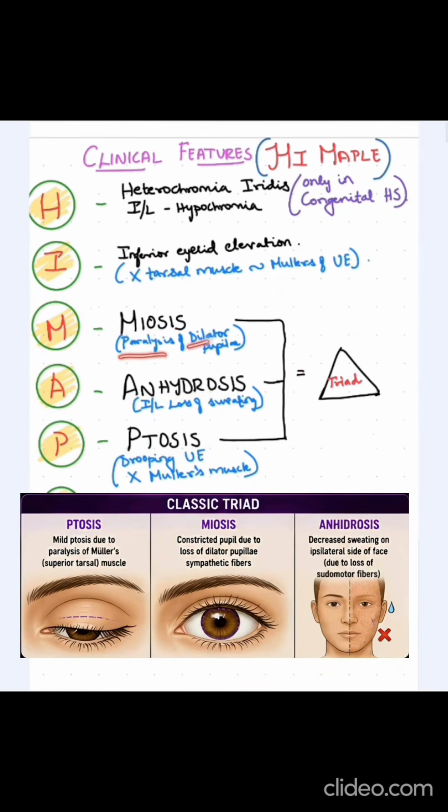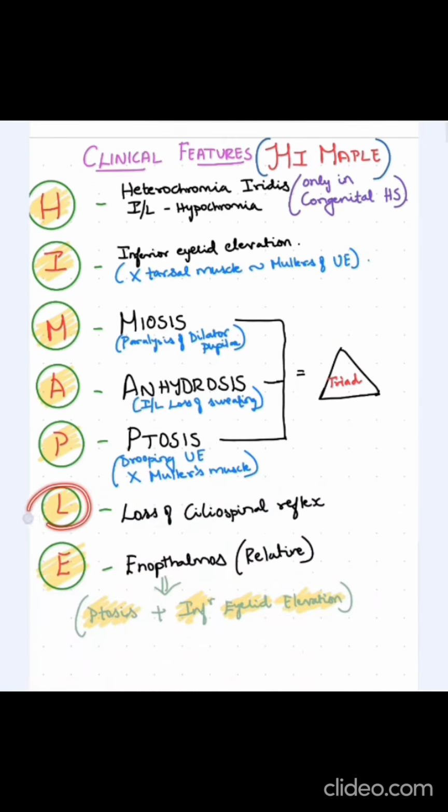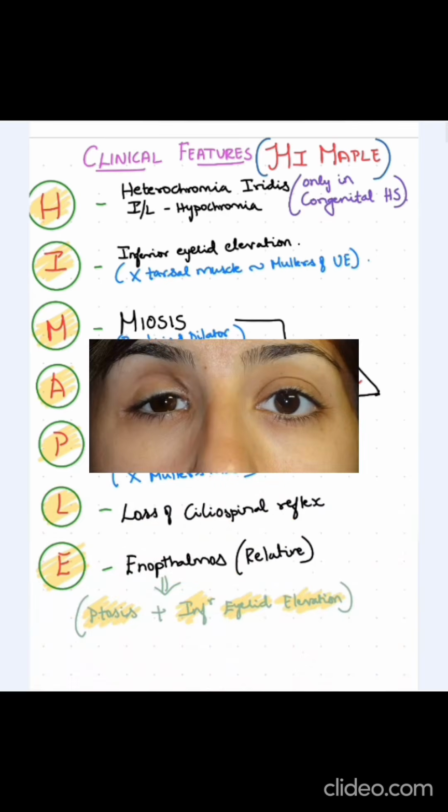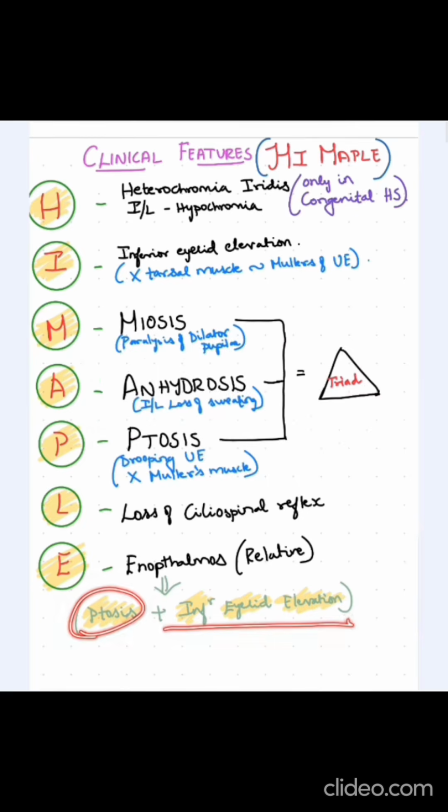Miosis is due to paralysis of the dilator pupillae muscle, anhidrosis is ipsilateral loss of sweating, and ptosis is drooping of the upper eyelid of the ipsilateral eye due to paralysis of the Mueller's muscle. Then L for loss of ciliospinal reflex and E for relative enophthalmos, which is not actually true enophthalmos, but it is apparently seen due to ptosis and inferior eyelid elevation.